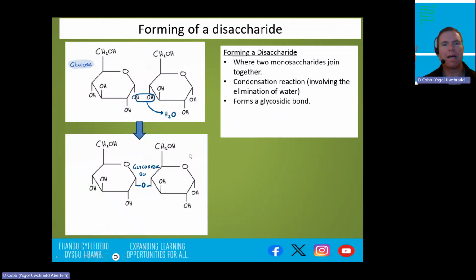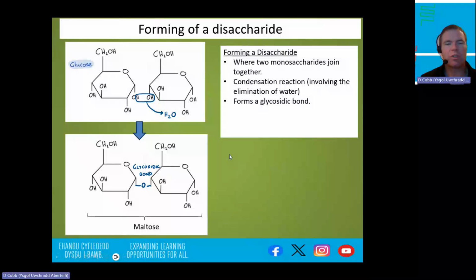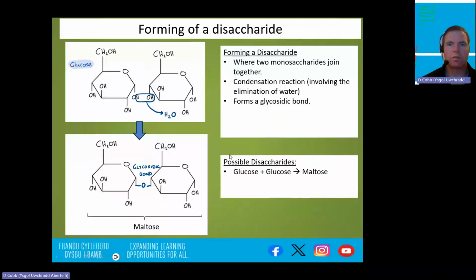That bond has a name. It's called a glycosidic bond, and they're specific to carbohydrates. Whenever you join monosaccharides together, it's called a glycosidic bond. In this case, when you join 2 alpha glucose molecules together, we form a disaccharide which has the name maltose. So the disaccharide is maltose.